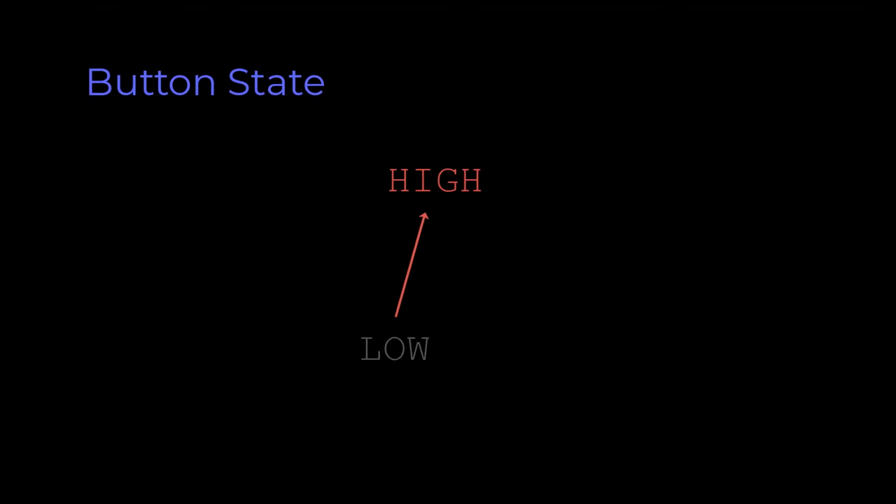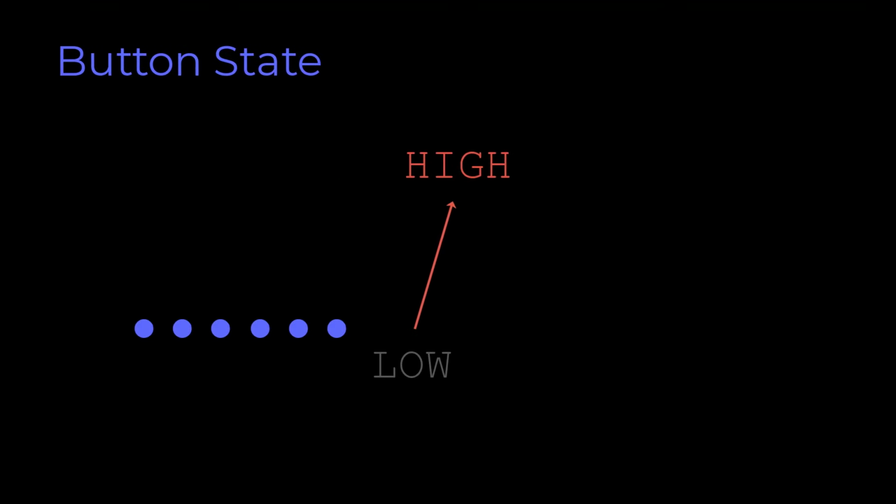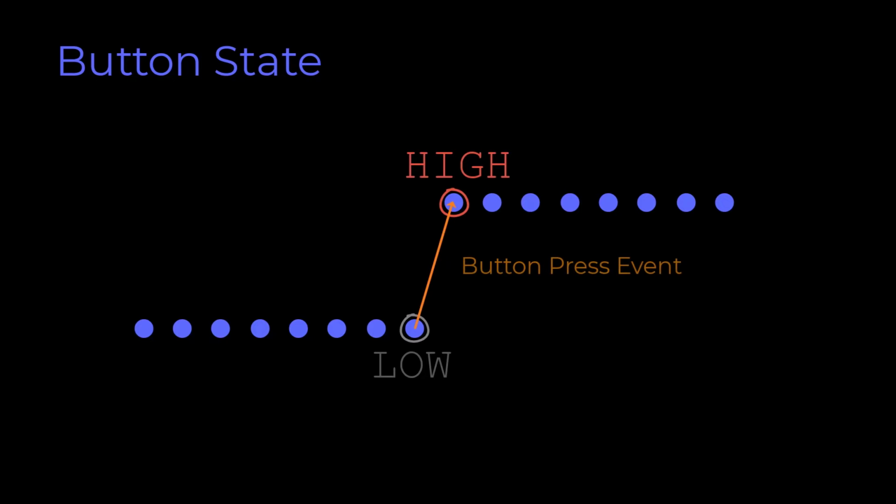An easy way to capture this is to store the previous value of the button state and compare it to the latest value. If the current value is high, but the previous value is low, we're seeing a button press event and we'll execute some additional code. To create this behavior, we'll need to understand conditionally executed code.